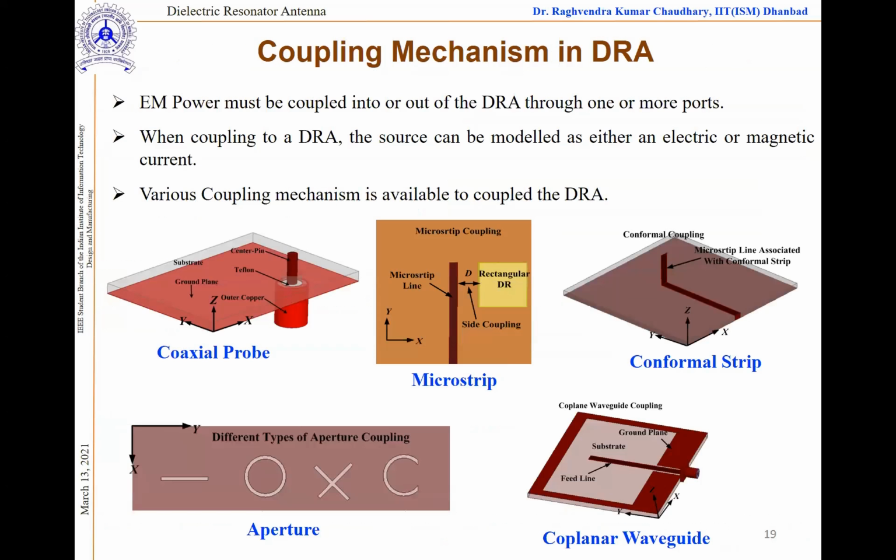Now, let us try to understand the coupling mechanism. As I told you, there are several coupling mechanisms we can use. Here we have to excite the EM power into the DR, because we are talking about the electric dipole, magnetic dipole, and other things. So how can we excite it? How can we couple that mode?